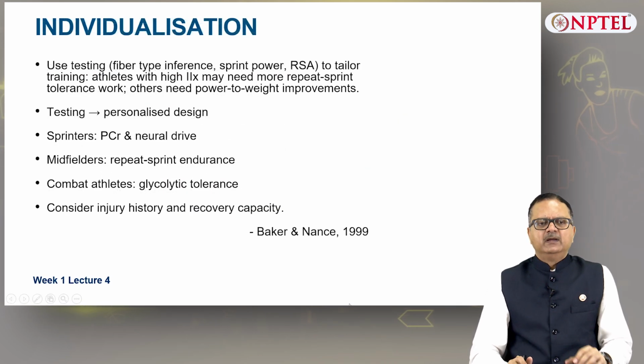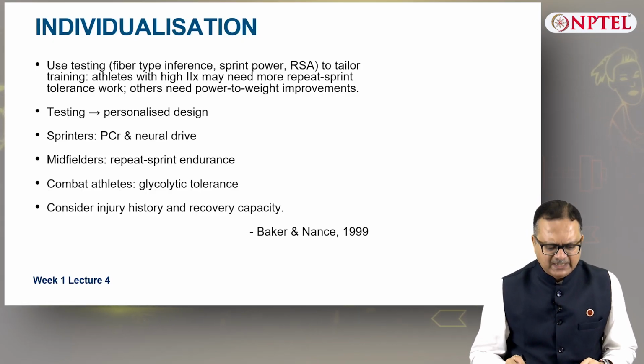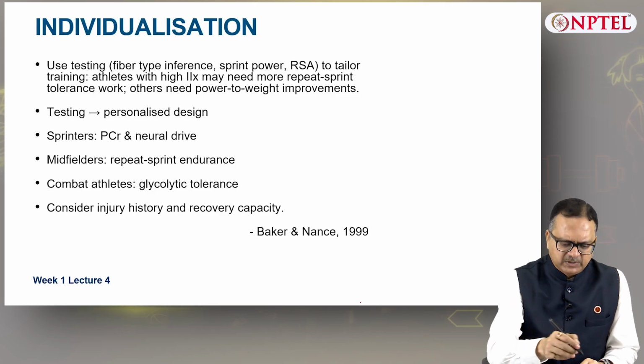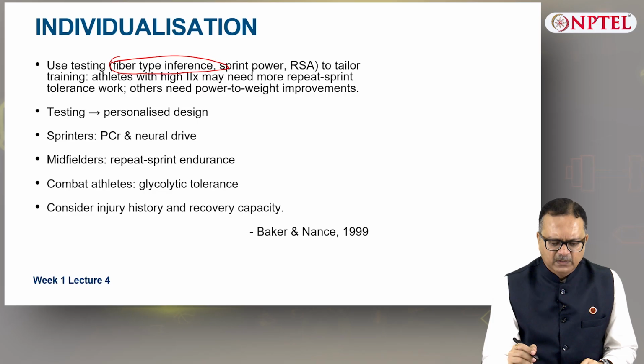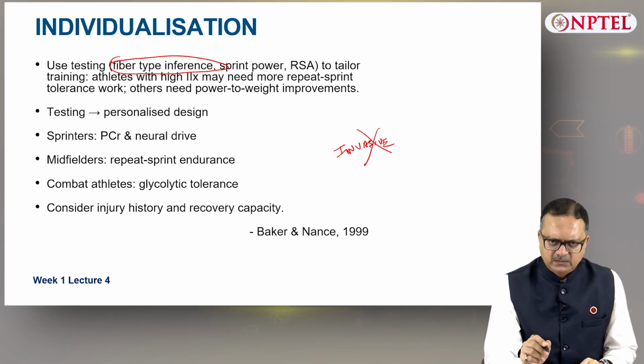Individualization. So how will you individualize the training program? You can individualize the training program based on something called fiber type interference testing. This is an invasive test. It is generally not recommended. You can do indirect tests to determine what is the fiber type, sprint power and RSA.